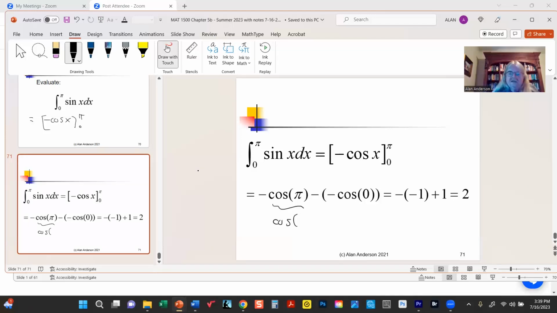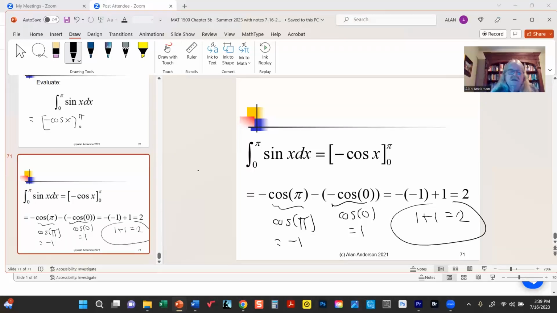Okay, and now my tablet doesn't want to work. Oh, here we go. Cosine of 0, while we're at it, let's double check cosine of 0. That's going to be +1. So what do we have? -1 plus, actually -1. So yeah, ultimately it's 1 plus 1, which is 2. Okay, that's good. Very nice.